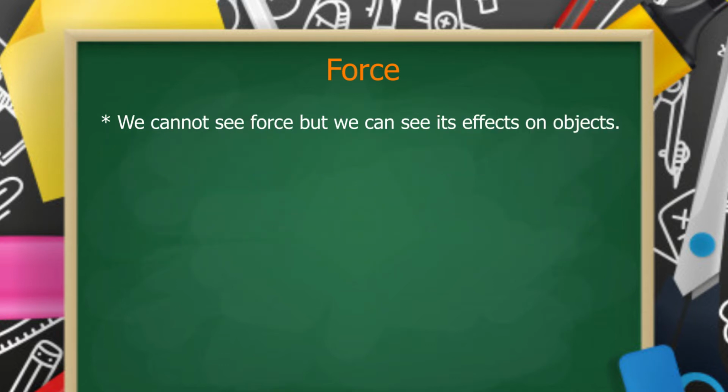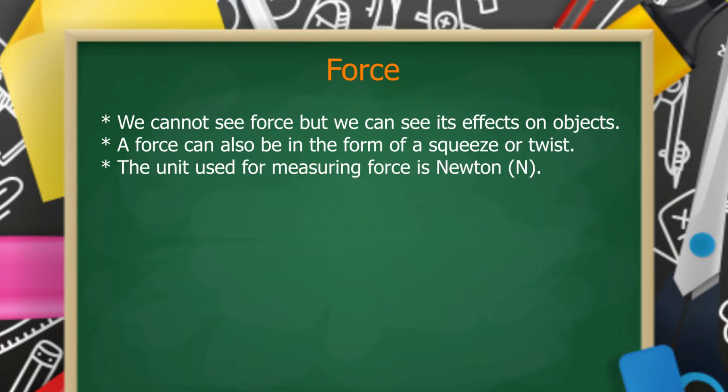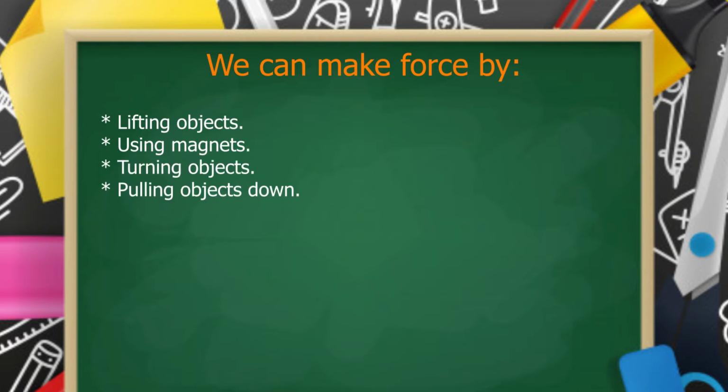We cannot see force, but we can see its effects on objects. A force can be in the form of a squeeze, a ring, or a twist. The unit used for measuring force is known as Newton. It's represented by N. We can make force by lifting objects, using magnets, turning objects, pulling objects down.